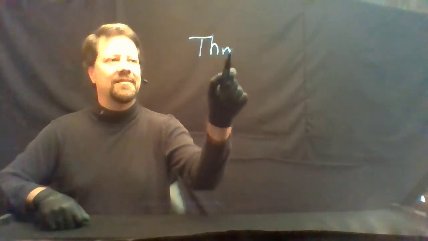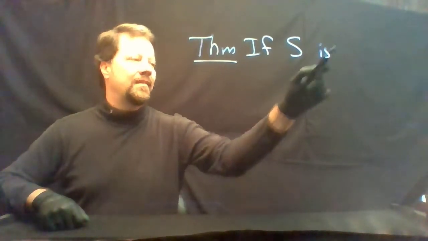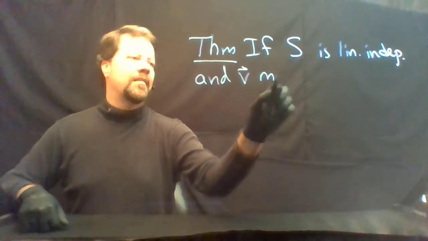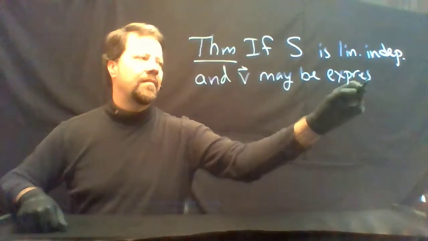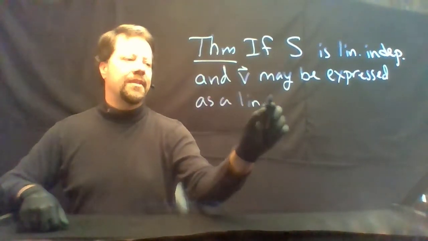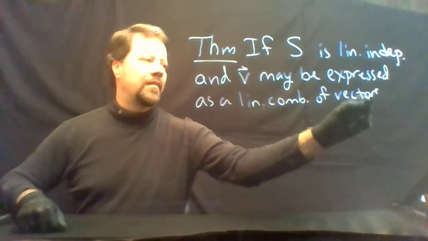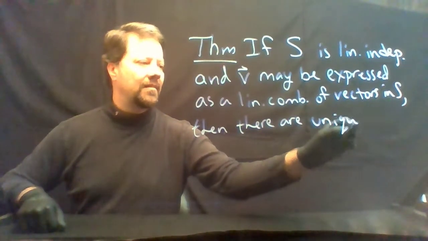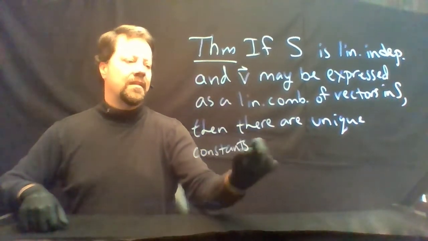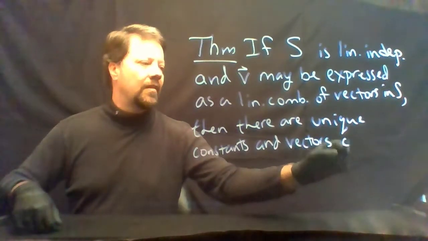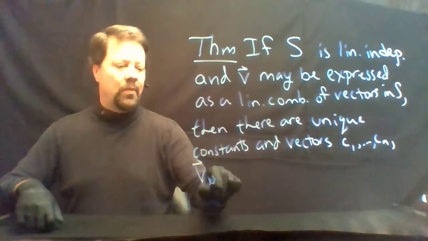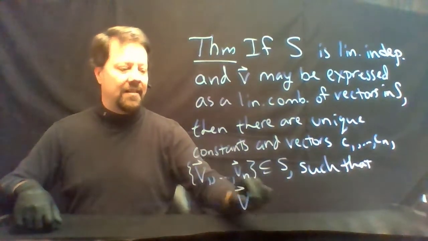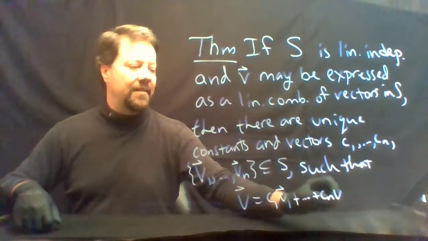There's an important theorem we need to write down. If S is linearly independent and v may be expressed as a linear combination of vectors in S, then there are unique constants c1 through cn and vectors v1 through vn contained in S, such that v is c1 v1 plus through cn vn.